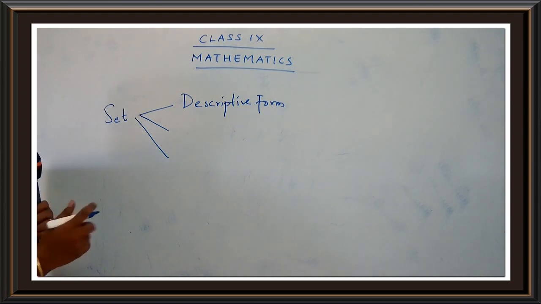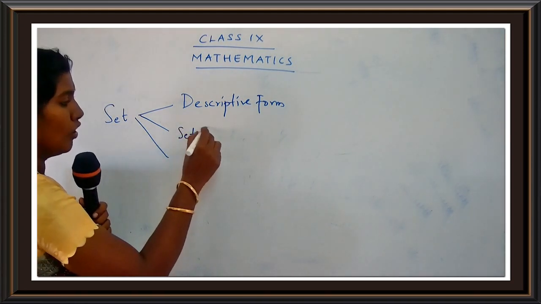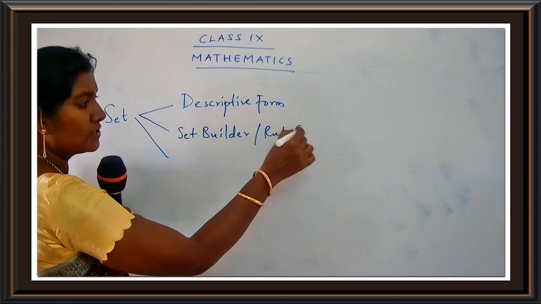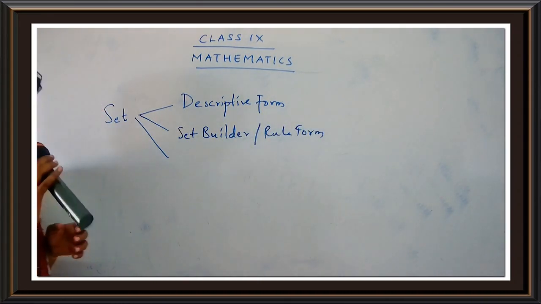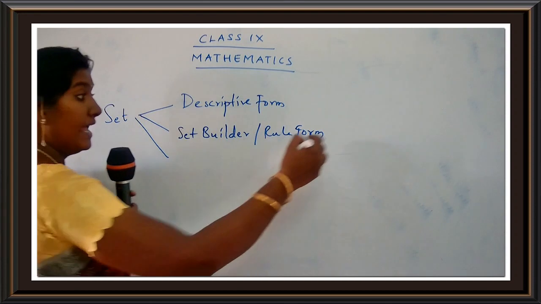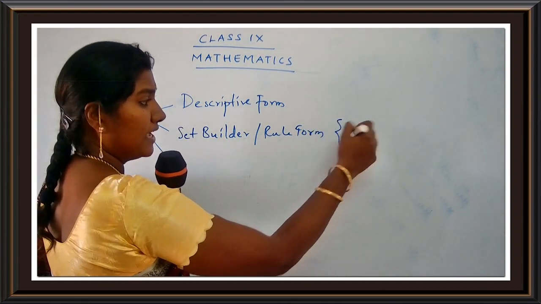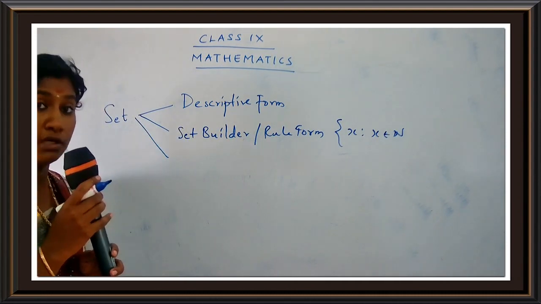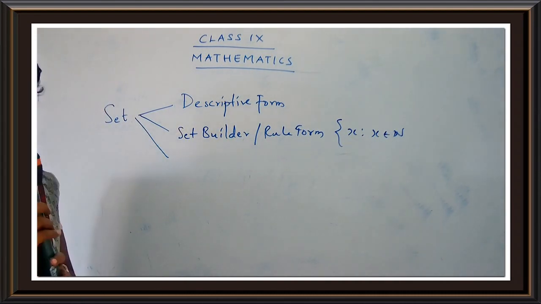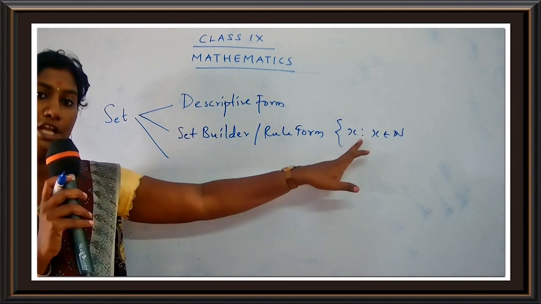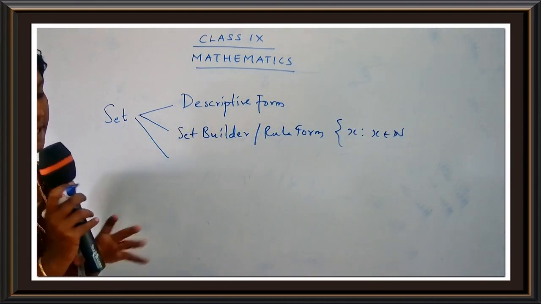Okay. Then we had set builder or rule form. This was the second form of representing a set. Set builder means here we use a rule like x such that. Do you remember this thing? x such that x belonging to N, and so on. So here a rule is mentioned. We call this set builder or rule form. When you get a such that notation, you can say, okay, this is a set builder form.